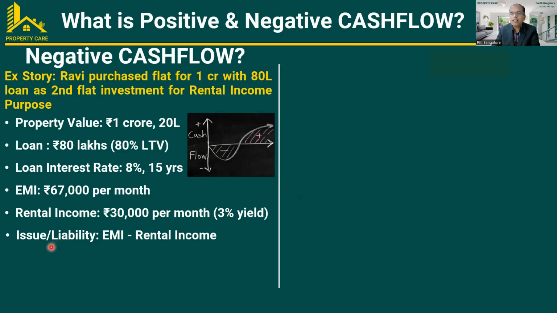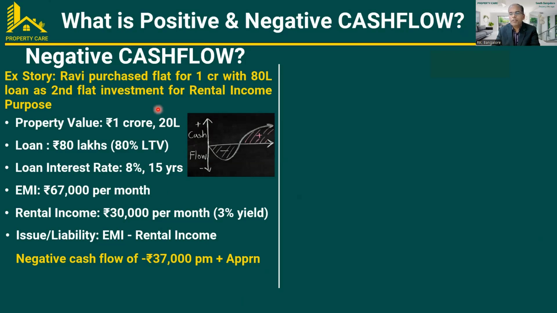The issue here is that he is thinking this is an asset, but if you look at it, this is a liability. Look at the EMI minus rental. The EMI is 67,000 and 30,000 is the rental income, so it gives a negative cash flow of 37,000 per month. Every month, on top of the rent, he is supposed to add 37,000 and pay to the bank. So this is the negative cash flow plus the appreciation.